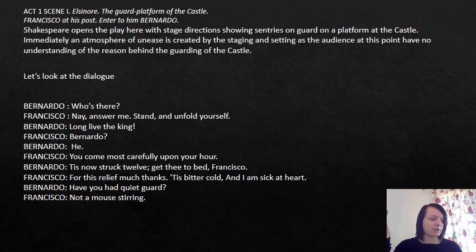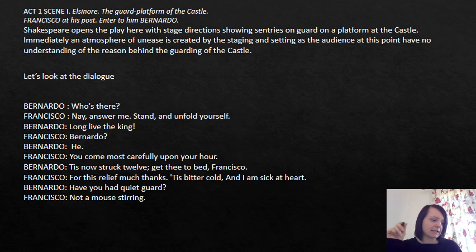So it's split over 2 slides, okay? So you've got Shakespeare opens the play here with stage directions, showing sentries on guard on a platform at the castle. So immediately an atmosphere of unease is created by the staging and setting, as the audience at this point have no understanding of the reason behind the guarding of the castle.